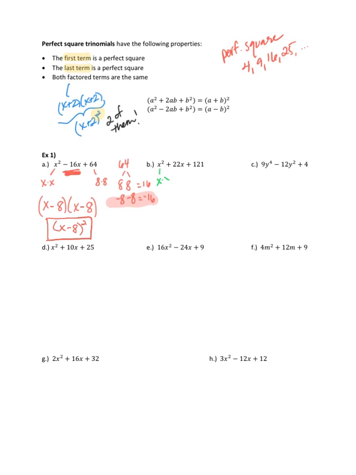So for the next one, we know we have x squared. That's a perfect square, x times x. And then for 121, we know we either have 11 and 11 or negative 11 and negative 11. So which one of these is going to combine to give us positive 22x? Well, that's going to be 11 and 11. So I'm going to write this as x plus 11 times x plus 11. But the whole point of this is that they're the same, so I can write this as x plus 11 squared.